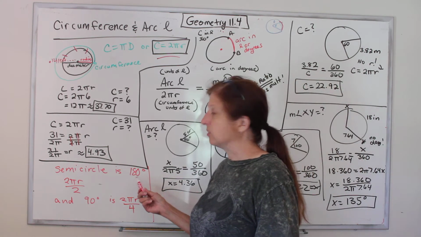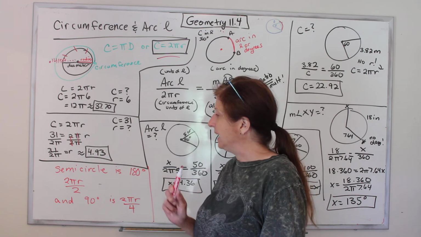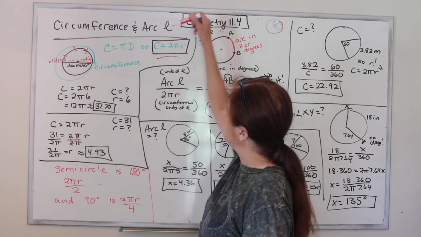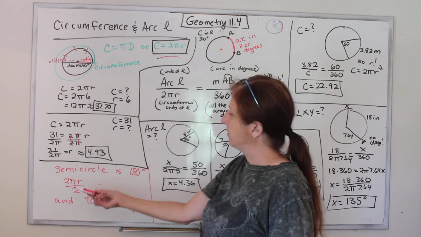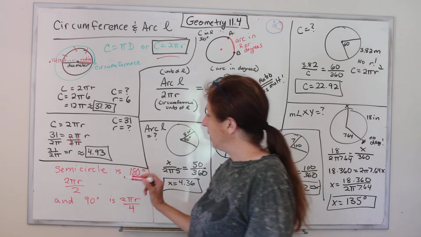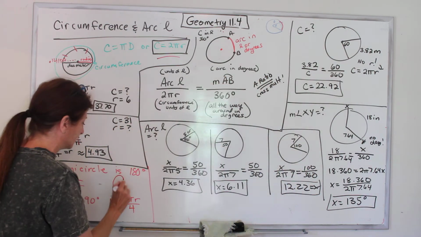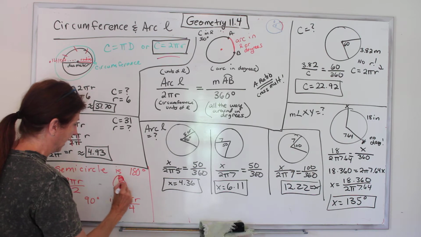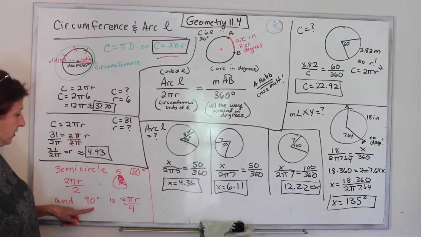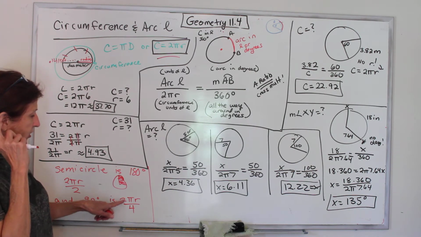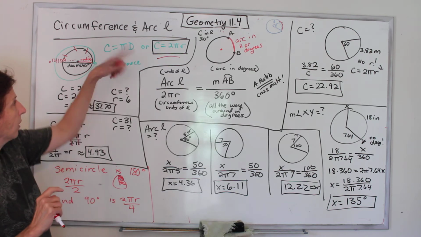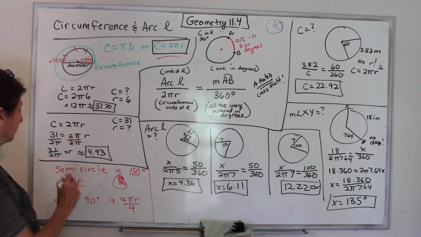Okay, here's a few more things to remember. A semicircle is half a circle. It's 180 degrees. So it would be 2 pi r divided by 2. And if you have just one quadrant of a circle, like that one, it's 90 degrees, and it is 2 pi r over 4 for the circumference.